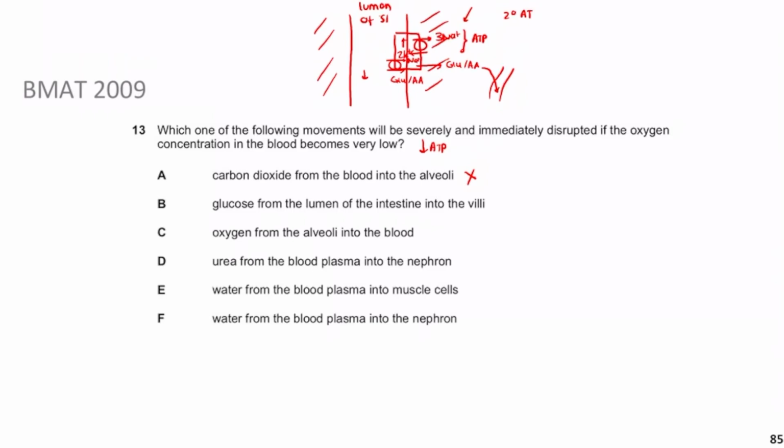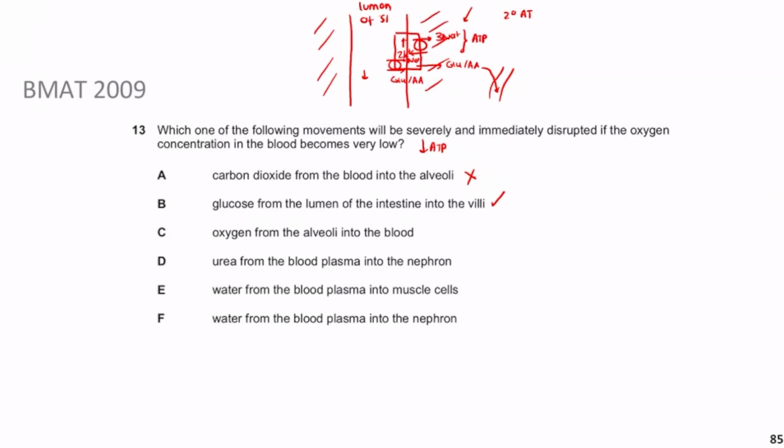So obviously, guys, if you don't have enough ATP here, that's going to be disrupted, and therefore you're not going to have low sodium inside the cell, and therefore sodium is not going to move inside, and therefore glucose and amino acids are not going to move inside, and therefore glucose and amino acids won't be reabsorbed from the lumen of the small intestine. So I think it's this one, guys. But let's exclude the other ones.